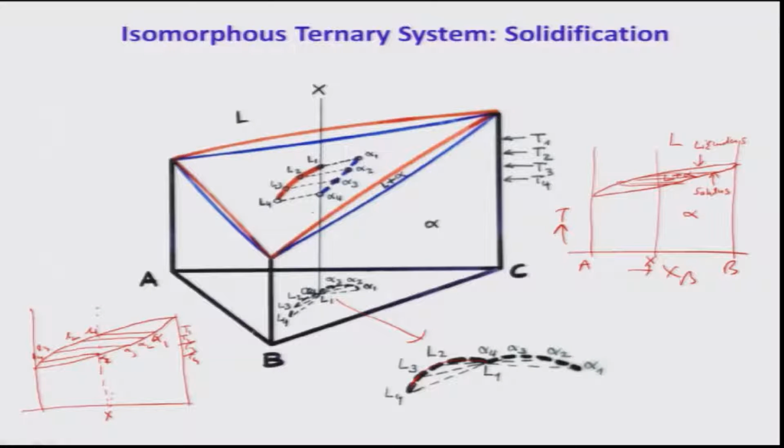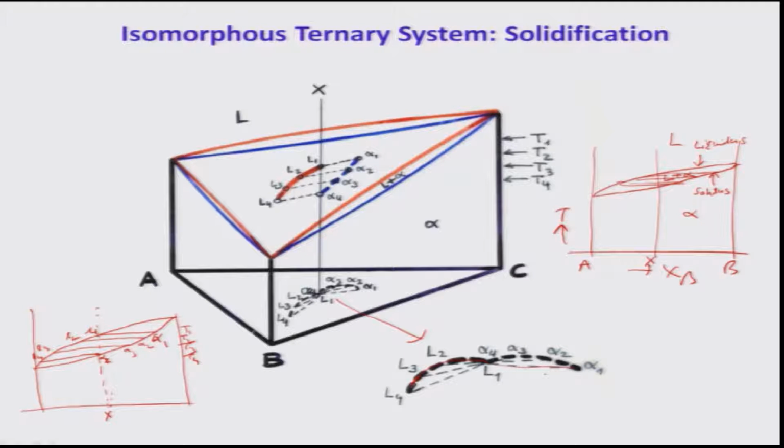Now, I can actually join these crisscross lines to draw the tie lines, correct. The reason we draw it here is that we can then calculate. Suppose I want to know the volume fraction of alpha at temperature T1, which is minuscule. Why is it minuscule?